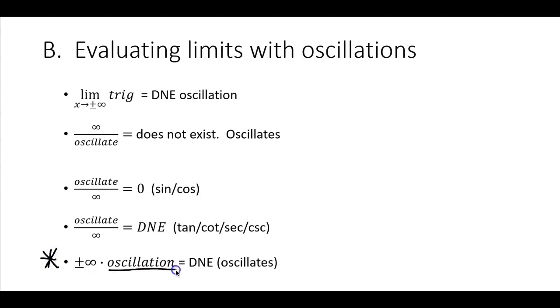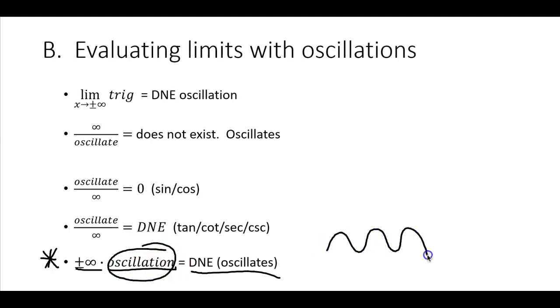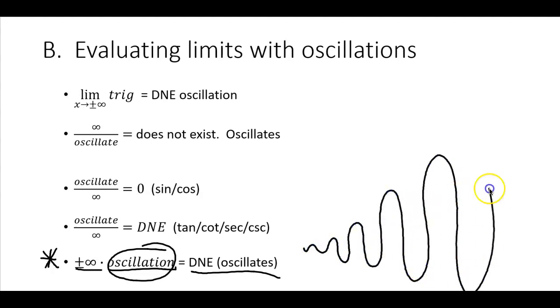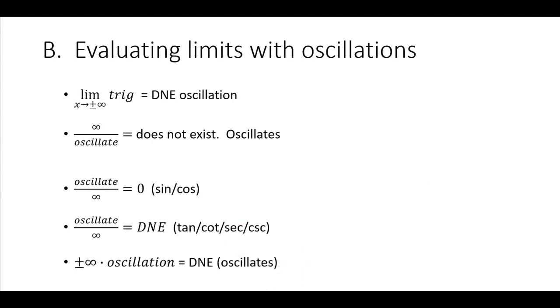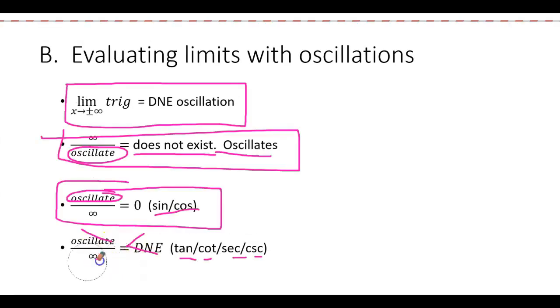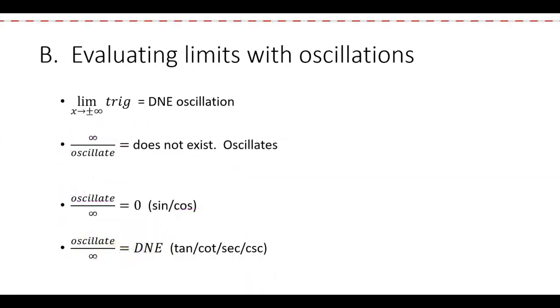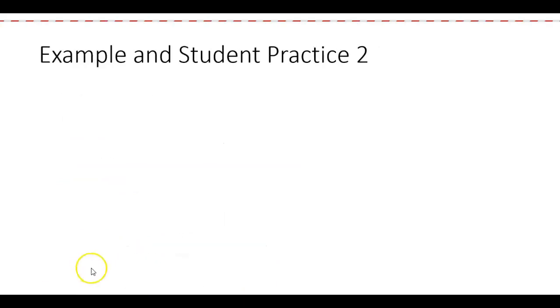If you ever have an oscillation being multiplied by infinity, that's a DNE that oscillates. And the reason for that is, as you guys know, an oscillation is something that wiggles like this, right? But if you're multiplying it by infinity, what happens is at first it starts small, but as you multiply bigger and bigger numbers, and as it gets farther and farther into infinity, it just increases. And so it's still an oscillation, and the y value doesn't really approach anything in particular. And so we would say that that too is does not exist due to oscillation. So, all that being said, let's go ahead and put that concept to work for us.